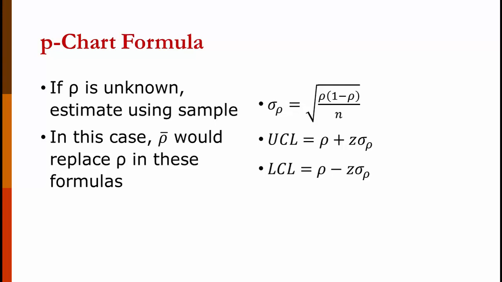Standard error is equal to the square root of P times 1 minus P divided by N, the size of one sample. Some textbooks use Q instead of 1 minus P. The upper and lower control limits are computed as the sample proportion plus and minus the z-value, which is usually 2 or 3, times the standard error.